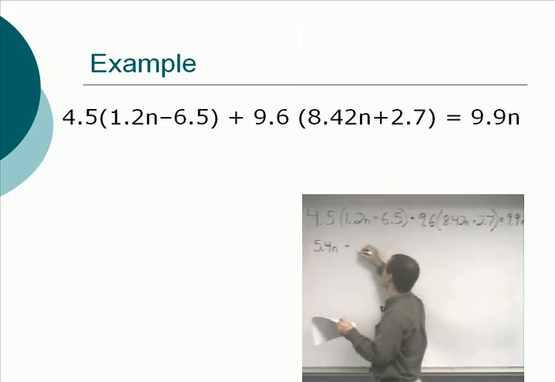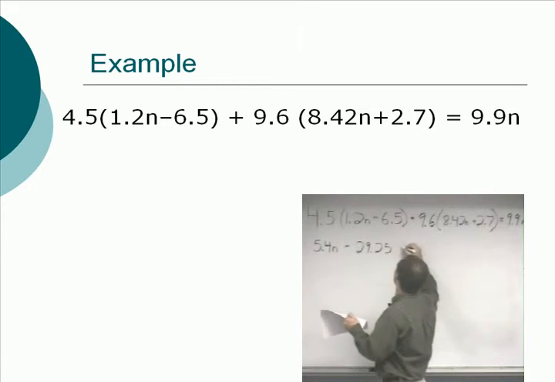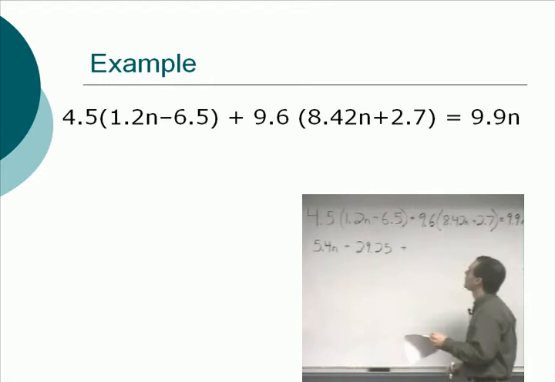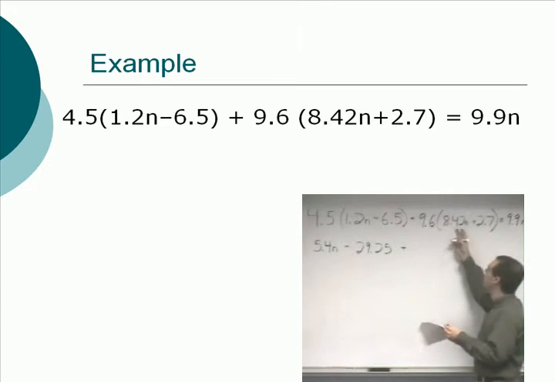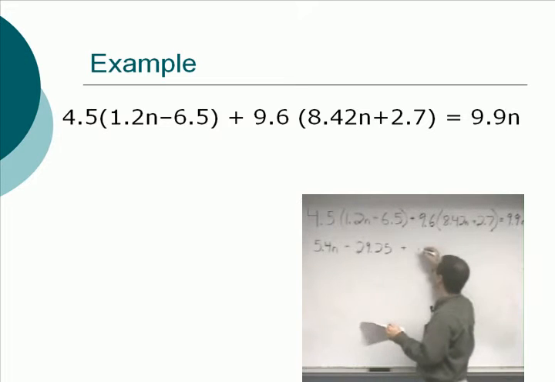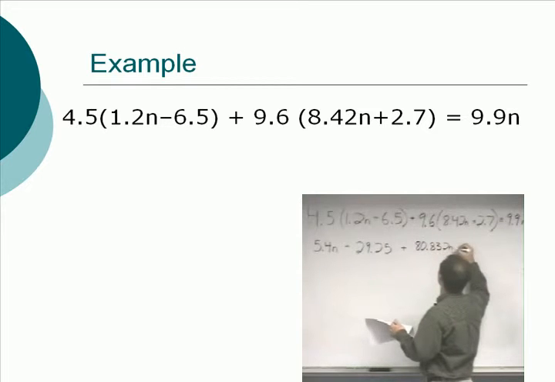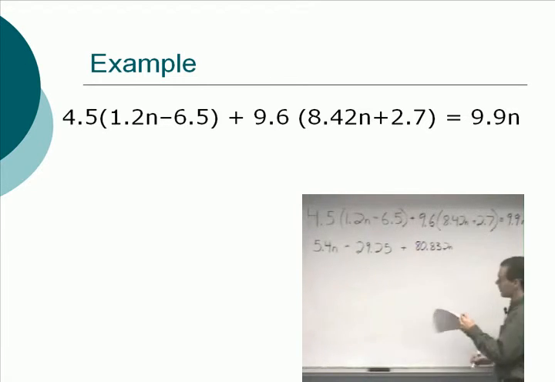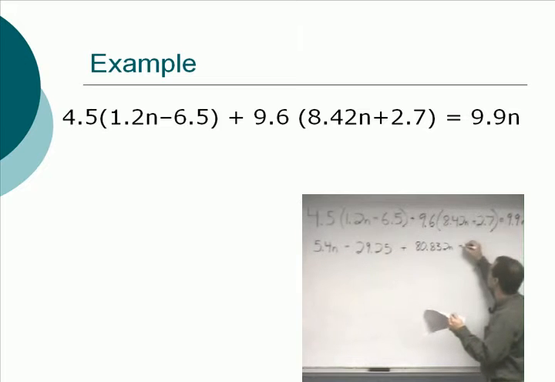Minus 29.25 plus 9.6 times 8.42n, 80.832n. (9.6 plus 2.7).